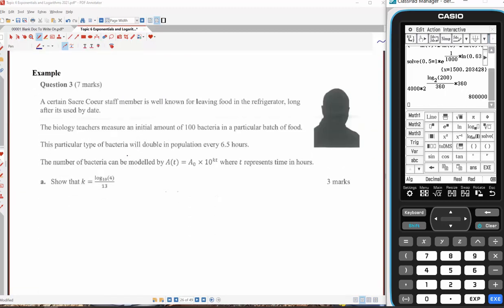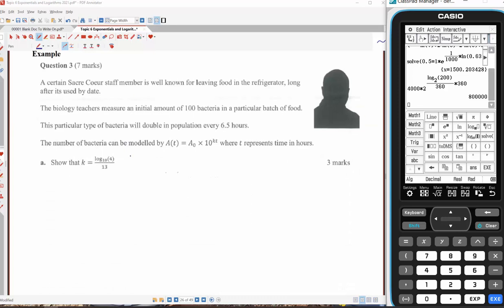Okay, this one here was on a Year 11 methods paper. A certain Sacré-Cœur staff member is well known for leaving food in the refrigerator long after its use-by date. The biology teachers measure an initial amount of 100 bacteria in a particular batch of food. This particular type of bacteria will double in population every 6.5 hours. The number of bacteria can be modelled by this, so they give us the growth function here, or decay function, whatever you want to call it, where t represents time in hours. Okay, show that k equals this value.